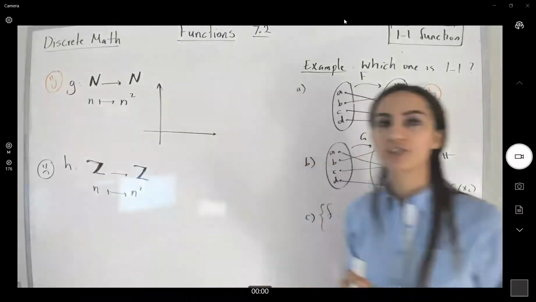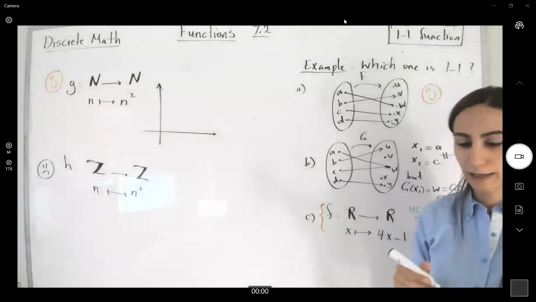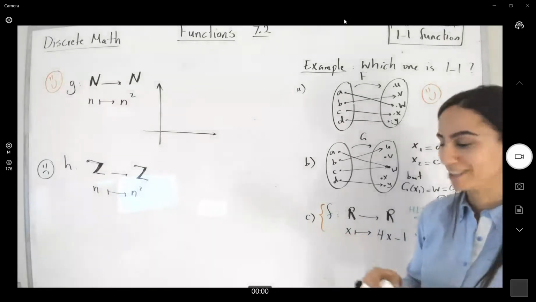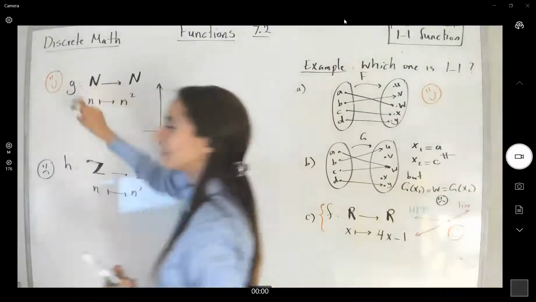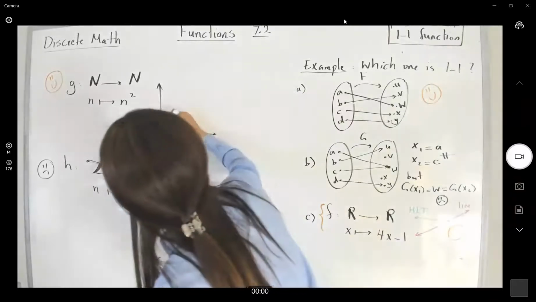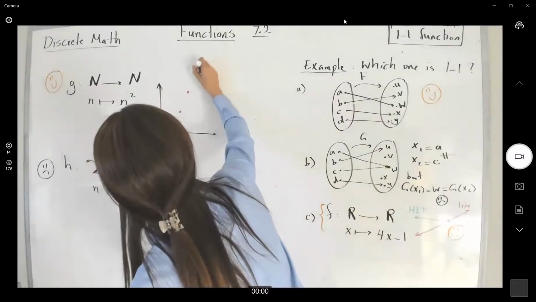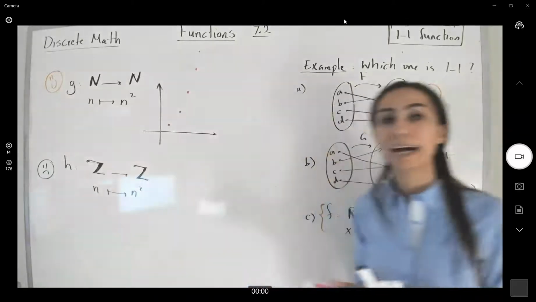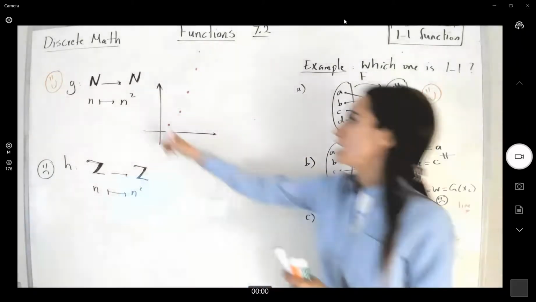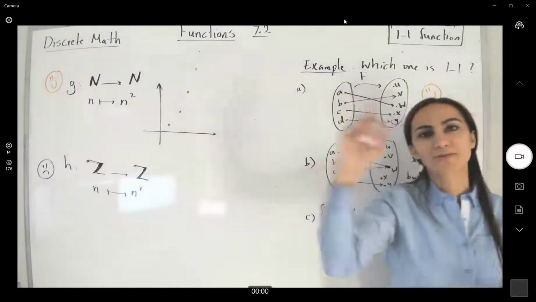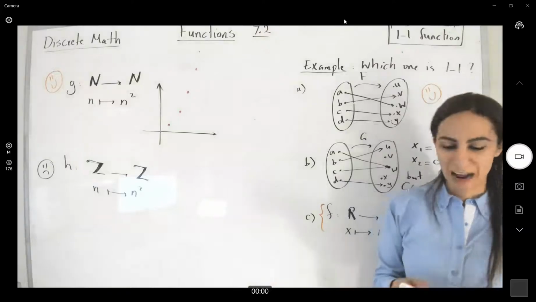This function g doesn't take on any negative value. It starts from 1 because my domain is N. So you get 1 and 1, 2 and 4, and so on. It passes the horizontal line test. Any horizontal line has at most one intersection with the graph.